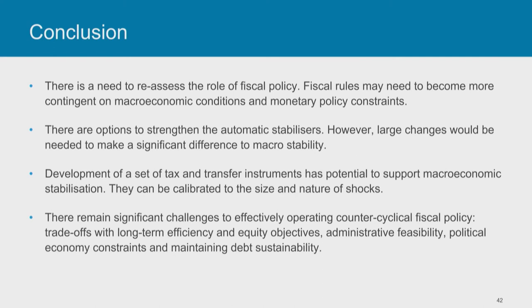So I'll wrap up now. To sum up, there is a need to reassess the role of fiscal policy. Fiscal rules may need to become more contingent on macroeconomic conditions and monetary policy constraints. There are options to strengthen the automatic stabilisers. However, large changes would be needed to make a significant difference to macro stability.